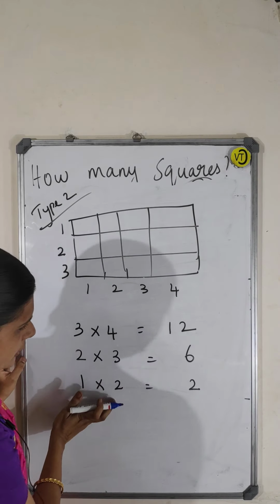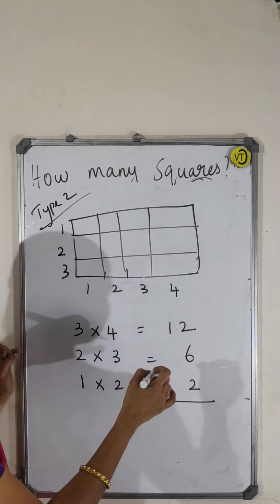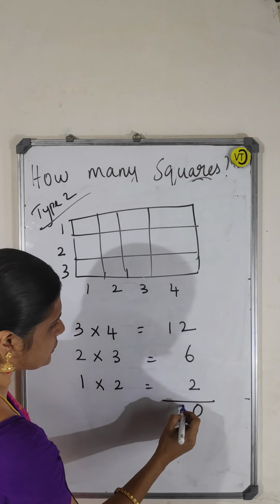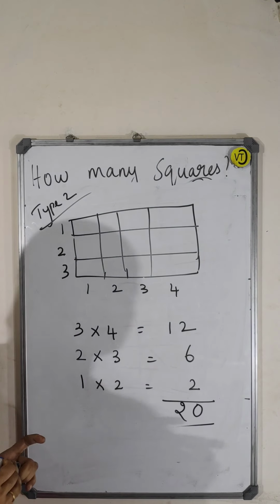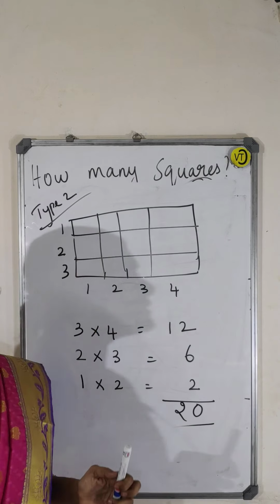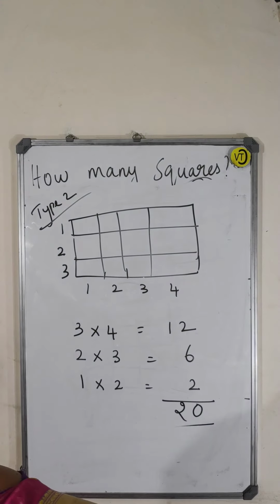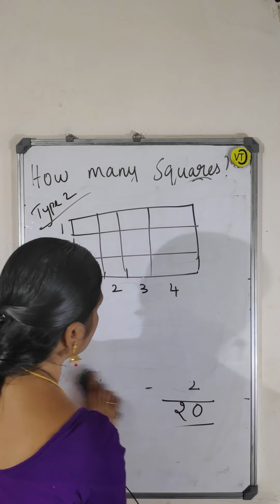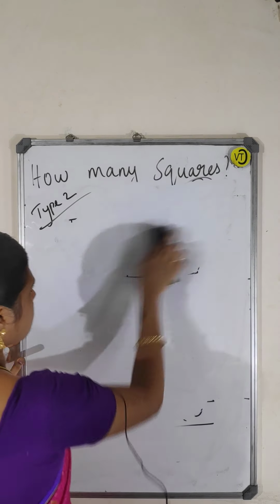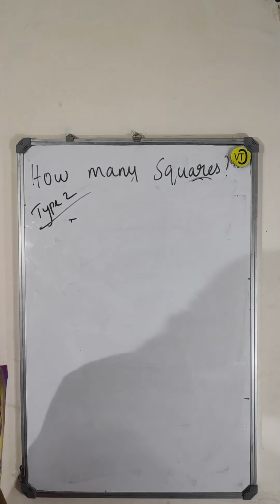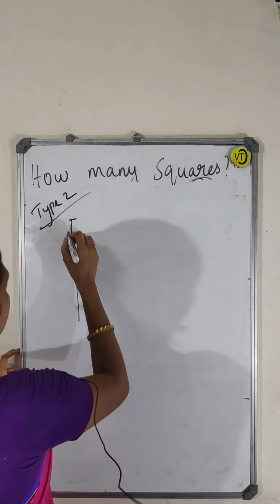So I stop here. How much will it be? 10, it is 20. So 20 squares are there in this diagram. Okay. Now this question you can do very easily. Type 2. Type 2 is better, right? Type 2 is easy.